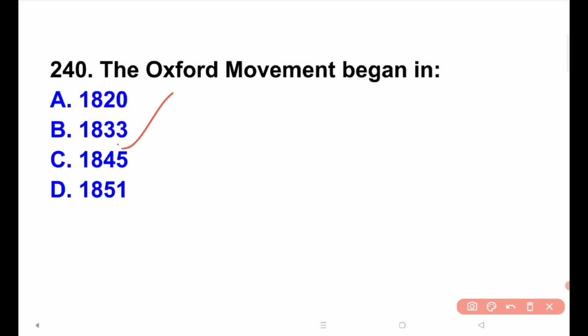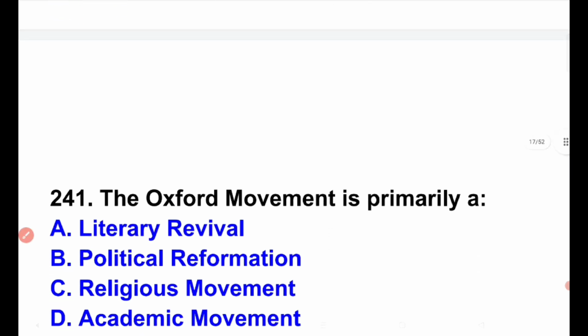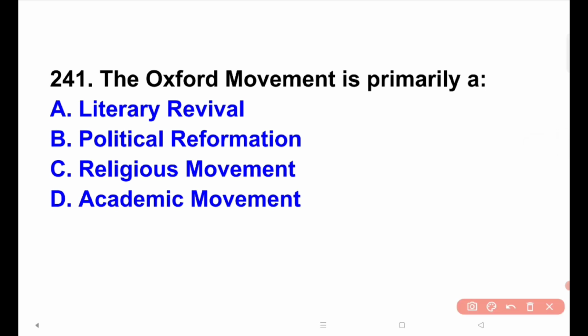Next, the Oxford Movement is primarily a religious movement.